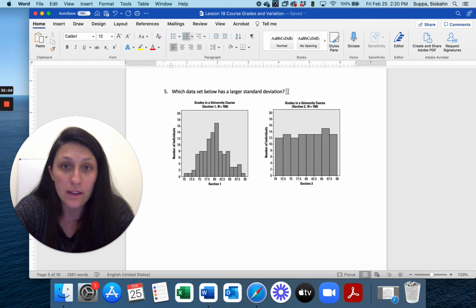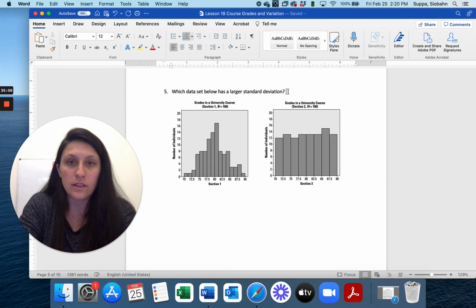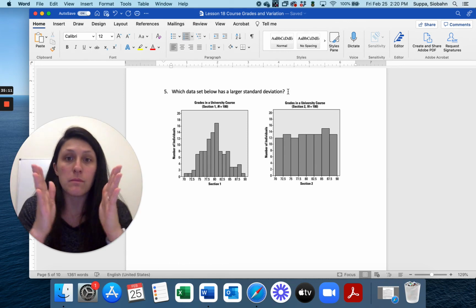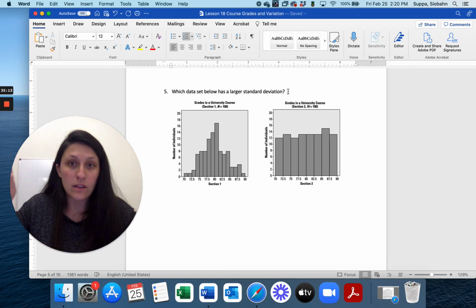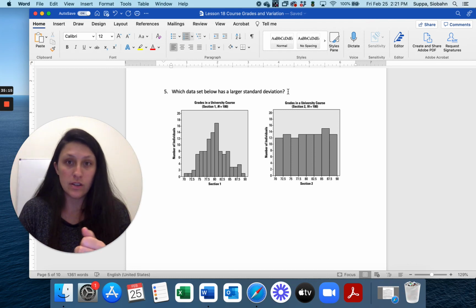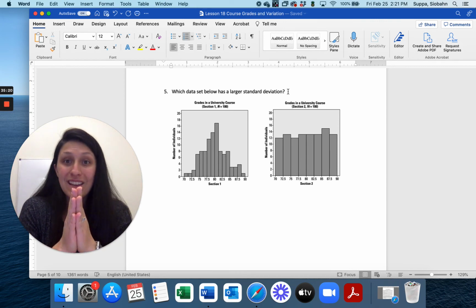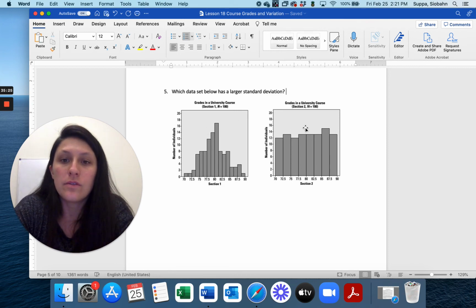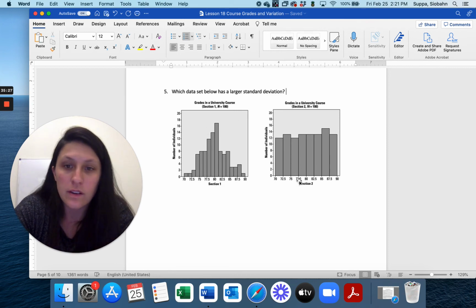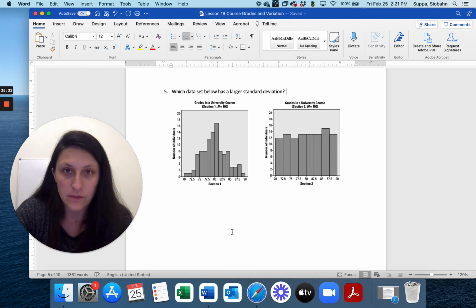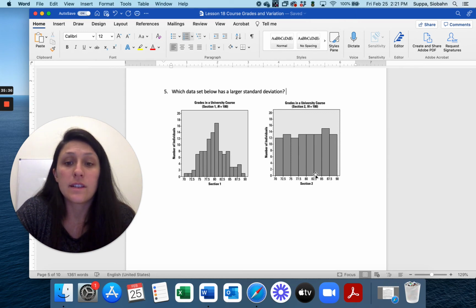So knowing that, and knowing that the standard deviation is a measure of how far away points are from the mean, the more points that are far away, the larger the standard deviation is. The closer the points are to the center, to the mean, the smaller the standard deviation is. So out of these two bar graphs, section 1 and section 2, which class has a larger standard deviation? The answer is section 2.